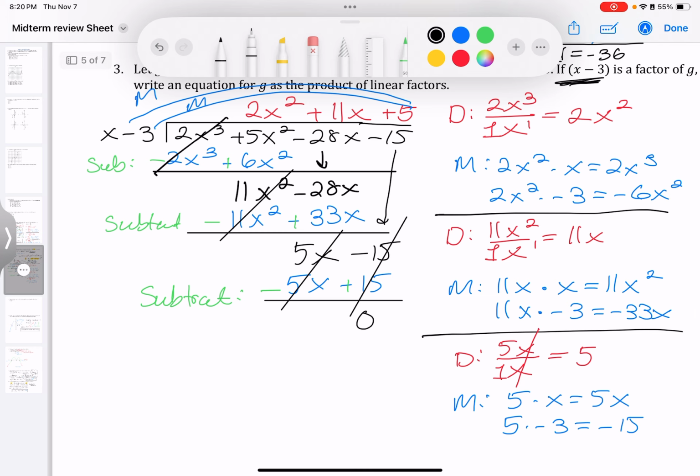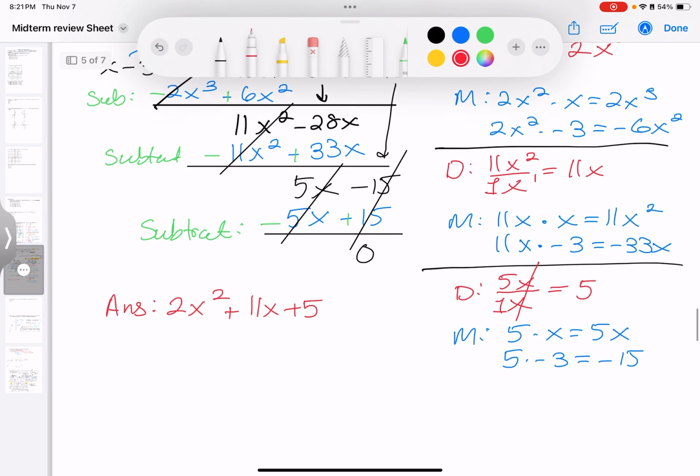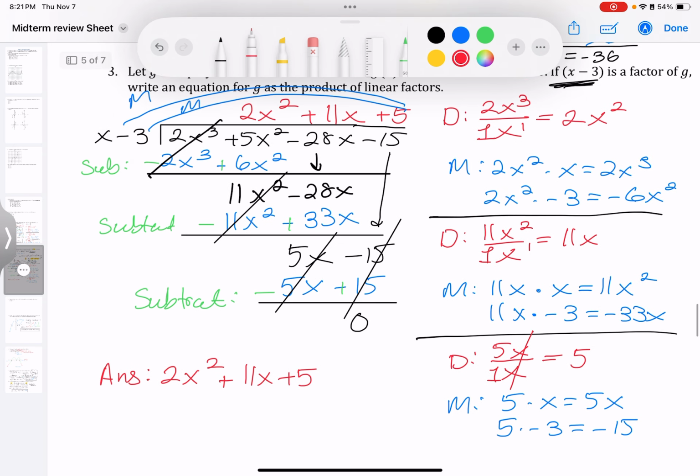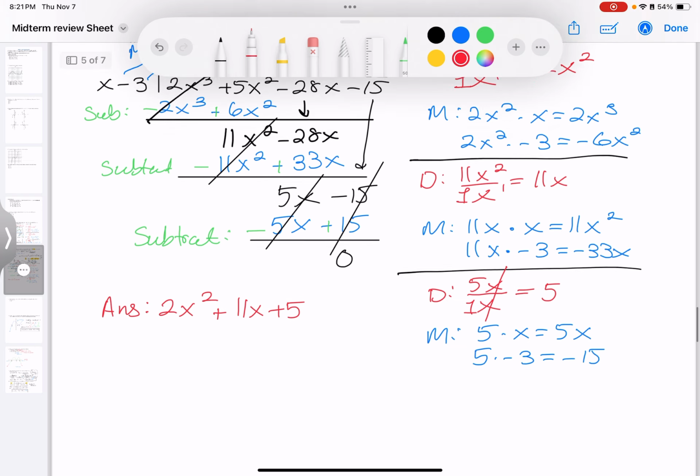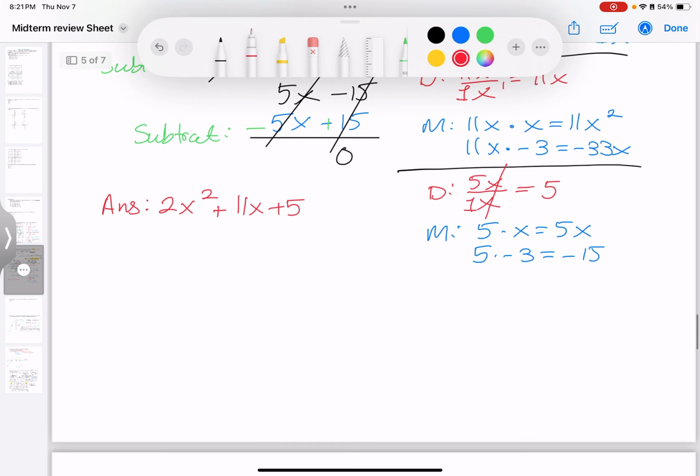So our answer from the long division is going to be 2x squared plus 11x plus 5. But we're not done. We are not done, because we have to continue to break this down. So we have to now factor again.